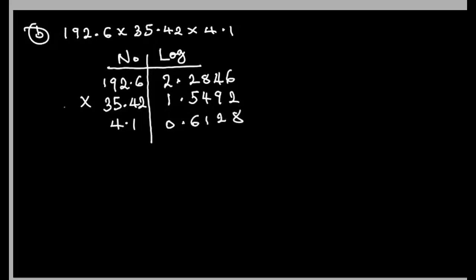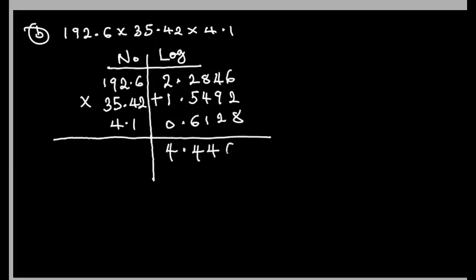6128. So you're multiplying here, therefore it means you add everything here. When you add everything this way, let's see the answer after adding. After adding, we have our answer to be 4.4466. I believe you can add.